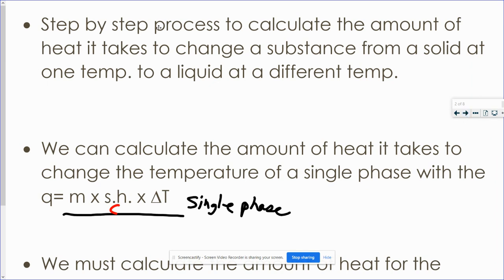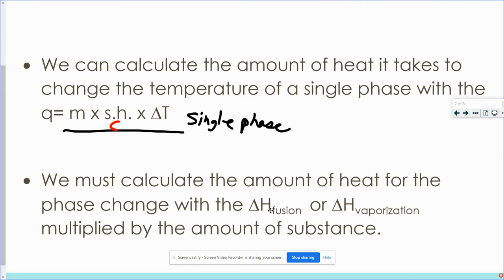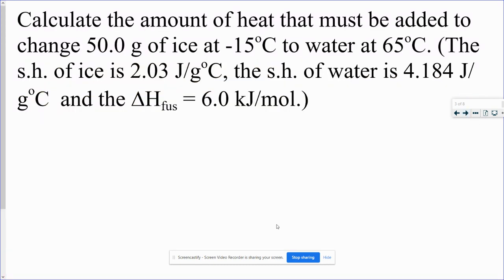Okay, so again, it's a step-by-step process, and we can calculate how much heat it takes to change a substance in one phase at one temperature to a different phase at a different temperature. And the Q equation that we just used with specific heat is going to be used anytime there's a temperature change. And then during the phase change, we'll have to know the heat of fusion or the heat of vaporization, and we have to know the amount of the substance. That has to be in moles. So we are going to do a problem like that.